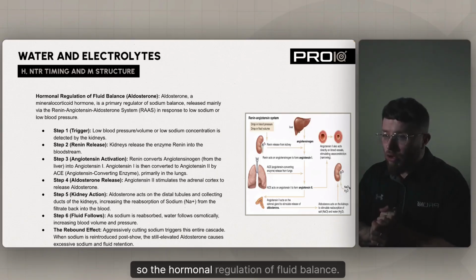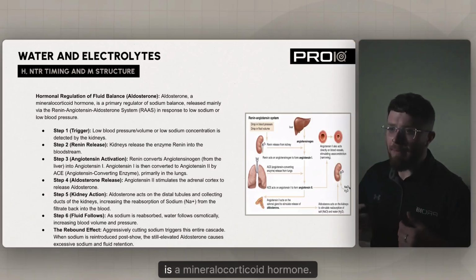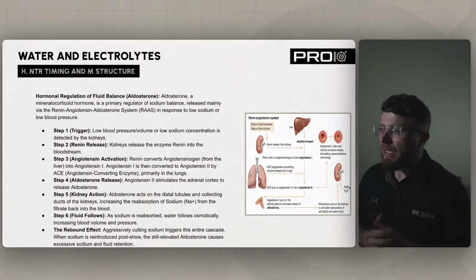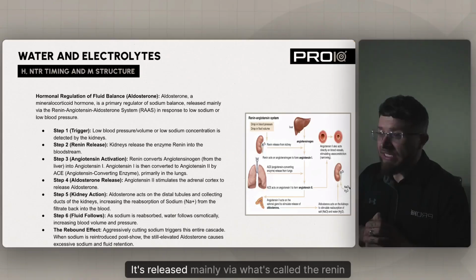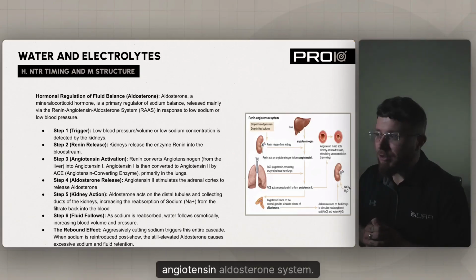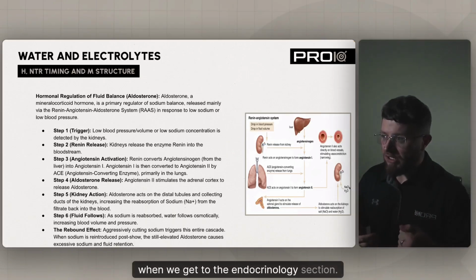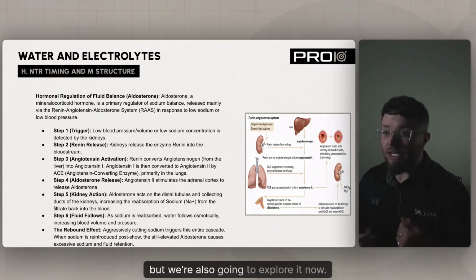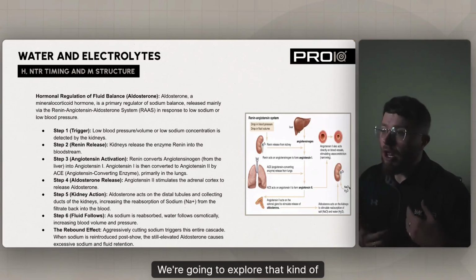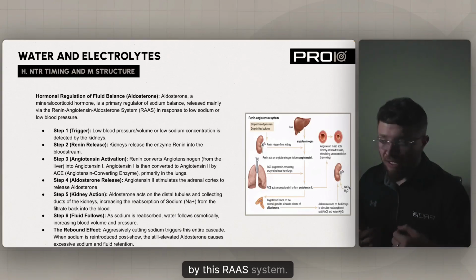Okay, so the hormonal regulation of fluid balance. So this is aldosterone-mediated fluid balance. Aldosterone is a mineralocorticoid hormone, right? It's the primary regulator of sodium balance. It's released mainly via what's called the renin-angiotensin-aldosterone system. We're going to learn a little bit more about that when we get to the endocrinology section. We're going to go into the renin system. We're going to look at it pretty deep. But we're also going to explore it now. We're going to explore that kind of process by which fluid is influenced by this RAS system.